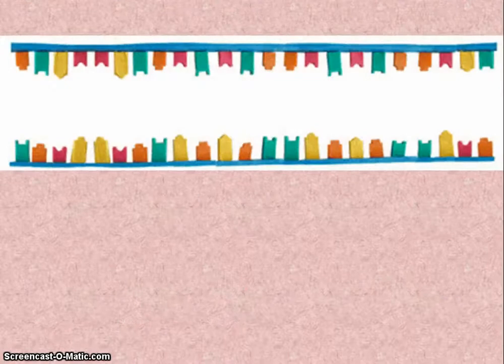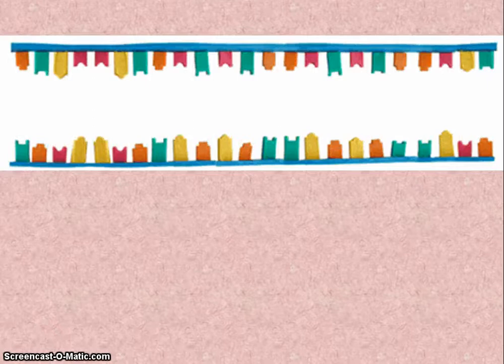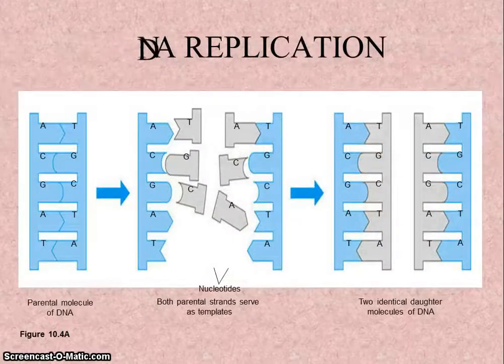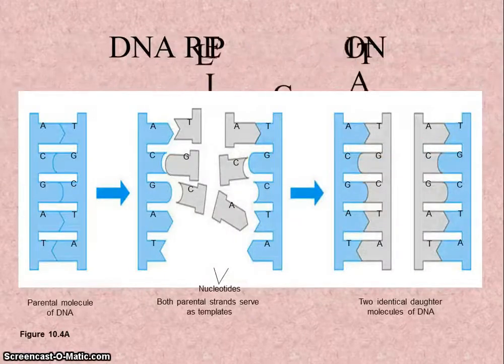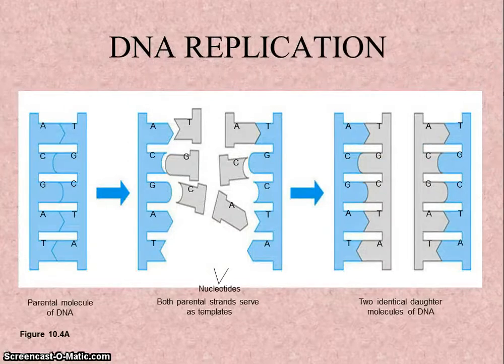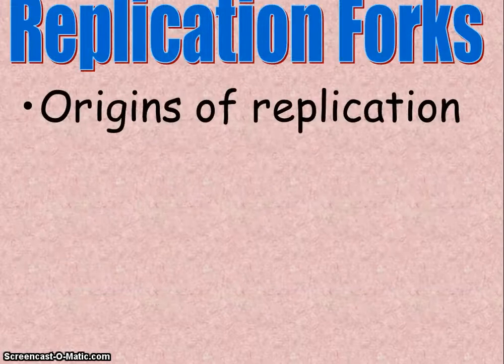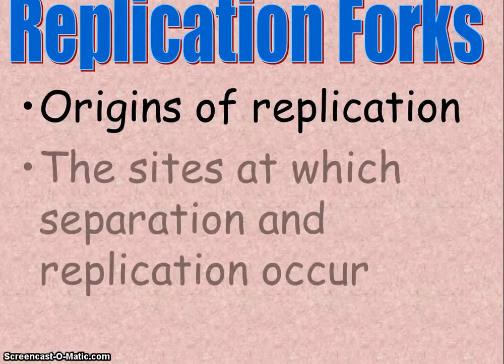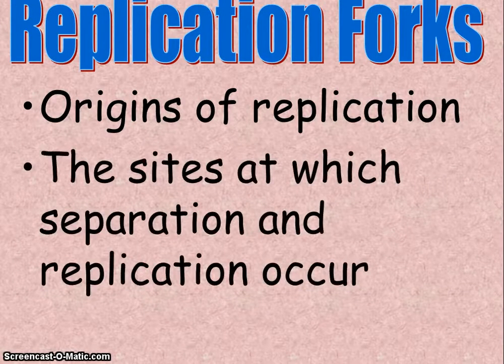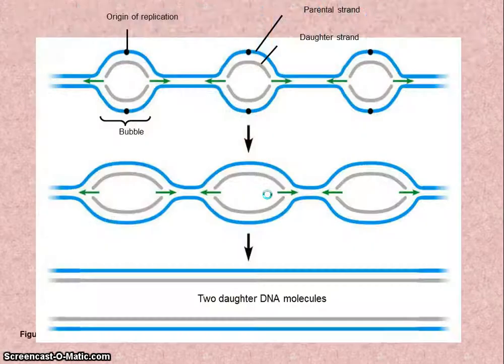So again, we have to separate the strands, and then once the bases are exposed, we can pair up the DNA. Again, bonds break, the strands separate, and the free base pairs add in together. The point at which replication occurs is called the replication fork. And again, this can be at multiple parts of the DNA molecule at the same time, and what we get are called replication bubbles.